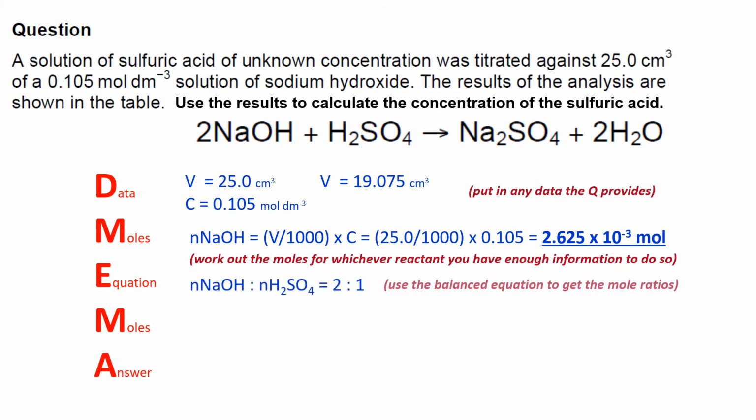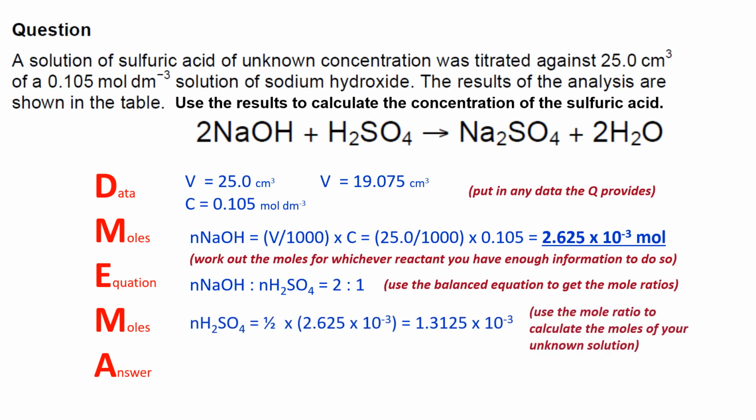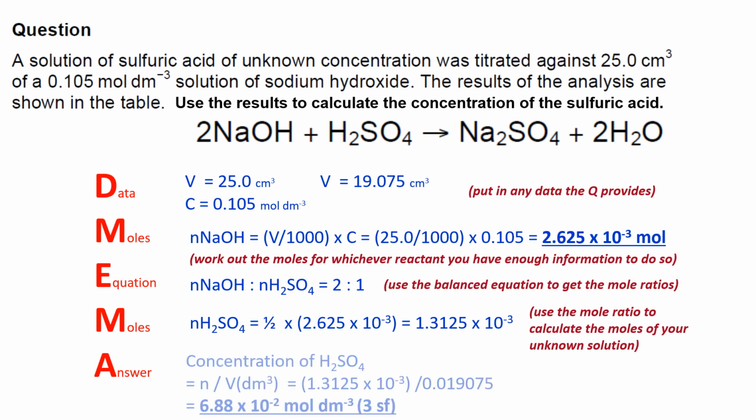So from the equation, you can see that there's a mole ratio. It's a 2 to 1 mole ratio. So we can use this to work out the moles of sulfuric acid. So if you look at the ratio, the number of moles of sulfuric acid is half the number of moles of sodium hydroxide. So you take your 2.625 times 10 to the minus 3 and you halve it. Now the answer will be the concentration of the sulfuric acid, like the question asks us to work out.